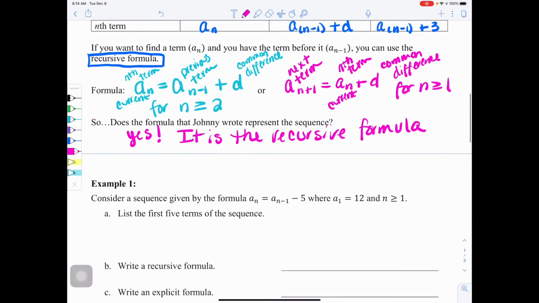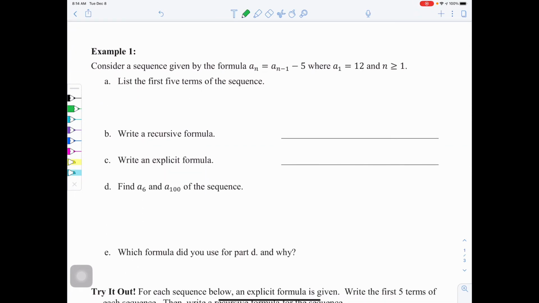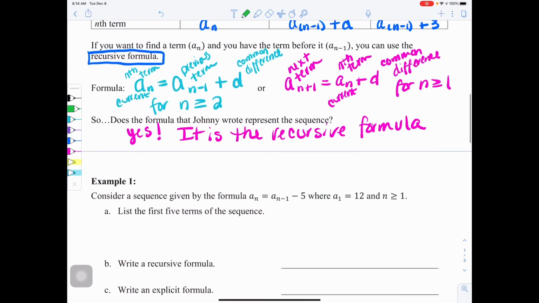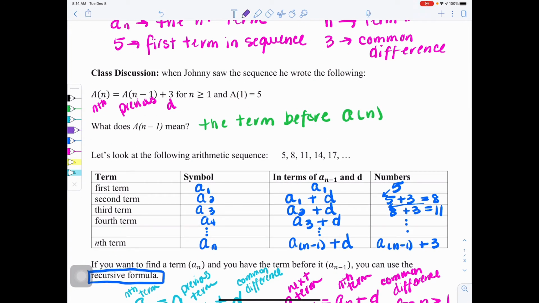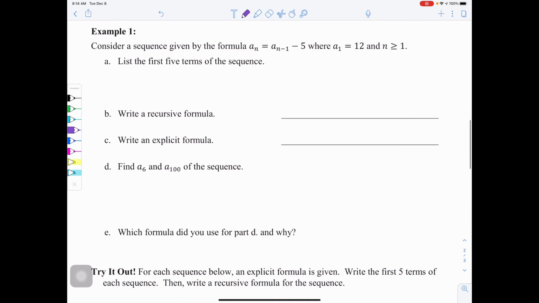So now we're going to look at some examples together in practice. Consider a sequence given by the formula a sub n equals a sub n minus 1 minus 5, where a sub 1 equals 12 and n is greater than or equal to 1. Now, even before I go back and do that, over here, I want to come back to Johnny's sequence and point something out that's important. If you're going to give the recursive formula, you must give the first term. We cannot use this recursive setup if we don't know what we're starting with. So in example 1, you will see that that happened right here. A sub 1, or the first term, was given to us.